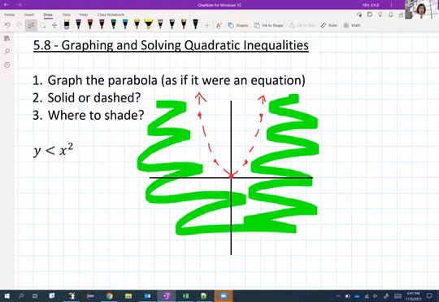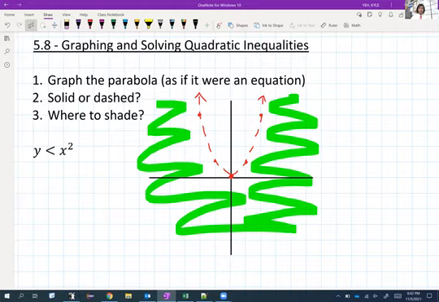Hello, everyone. Today we're going to be looking at Chapter 5, Section 8, Graphing and Solving Quadratic Inequalities. We're going to be looking at two different types today. The first type will be two variable inequalities that have y's and x's. And the second one will have just x's, single variable inequalities. So if you're looking at what's on the screen right now, I'm hoping you recognize a lot of it.